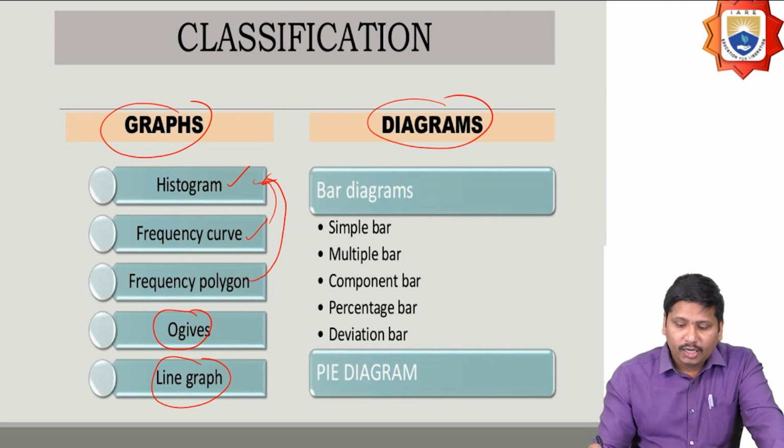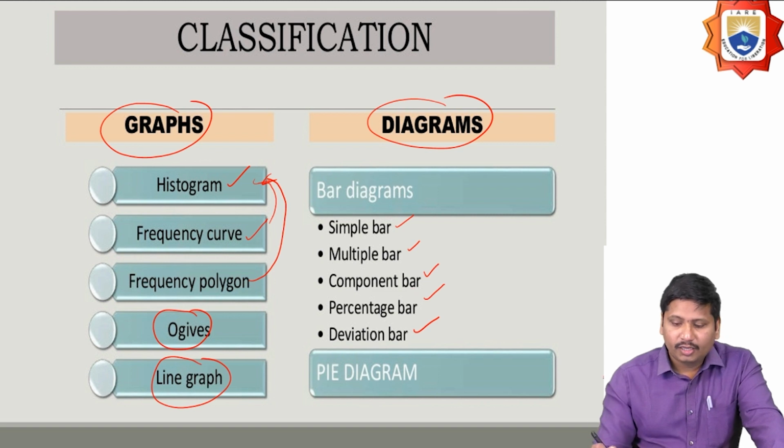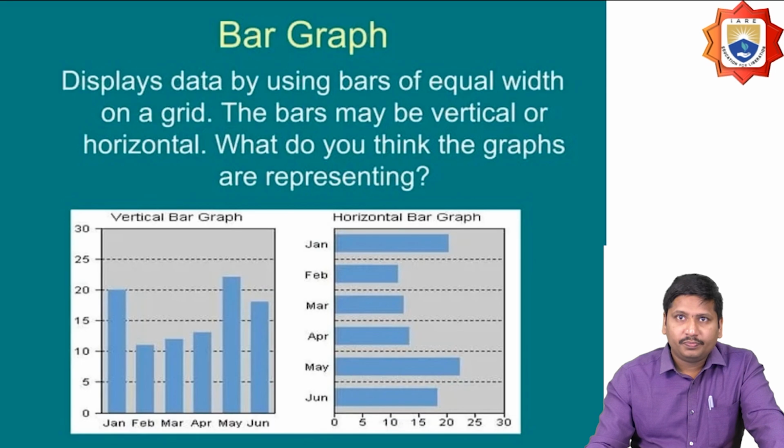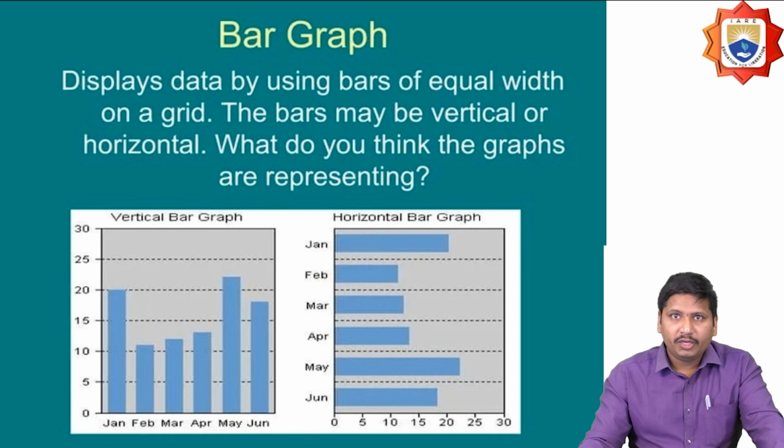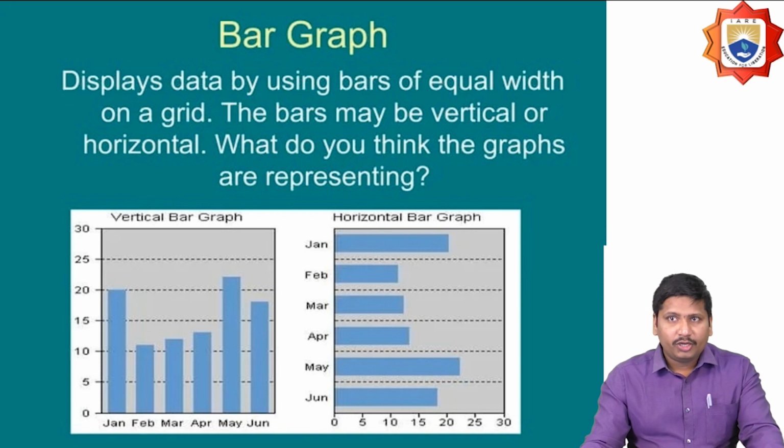Similarly, when it comes to diagrams, they will be simple bar, multiple bar, component bar, percentage bar, and deviation bar. So like this, we're going to have different types of bar diagram, and the pie diagram is another kind of diagram we are going to have. The bar graph displays the data by using bars of equal width on the grid, and the bars may be vertical or horizontal.